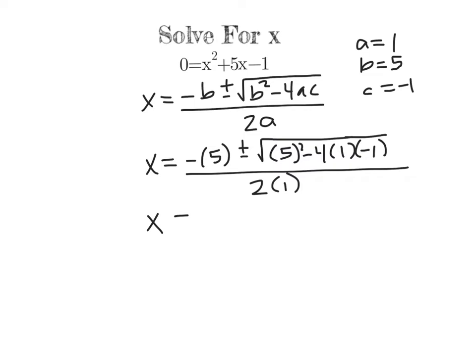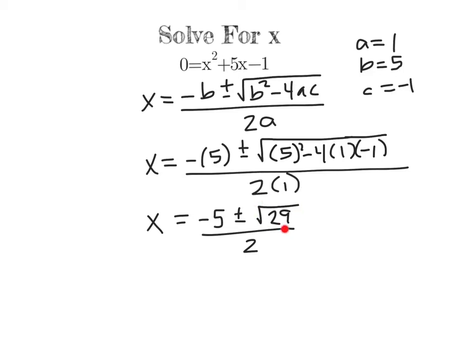Here I'm going to get x equals negative 5 plus or minus the square root of 29, divided by 2. How did I get this 29? From simplifying this in Desmos. 5 squared is 25, 4 times 1 is 4, negative 4, minus a negative 4 turns into positive, so 25 plus 4 comes out to 29.